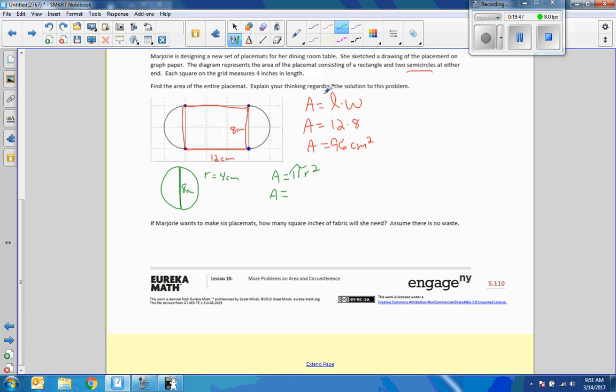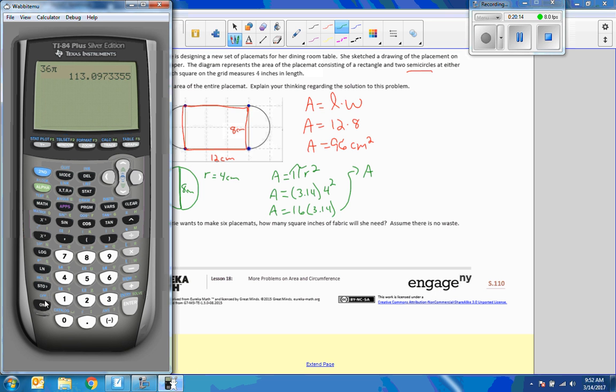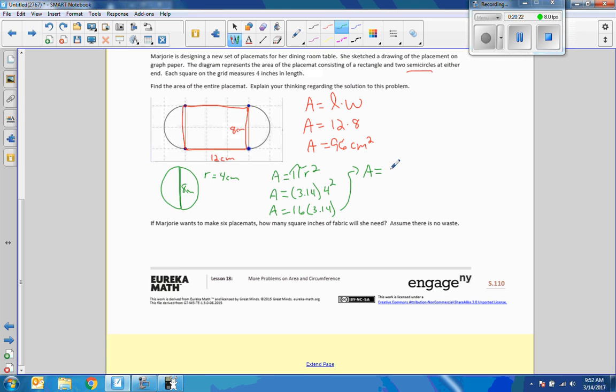They did not, so I'm going to do decimals. I'll use 3.14. So pi is 3.14. The radius is half of 8, which is 4, squared. So PEMDAS says to do the squaring first, which is 16, times 3.14. Let's use a calculator for that. 16 times 3.14 is 50.24 squared units.